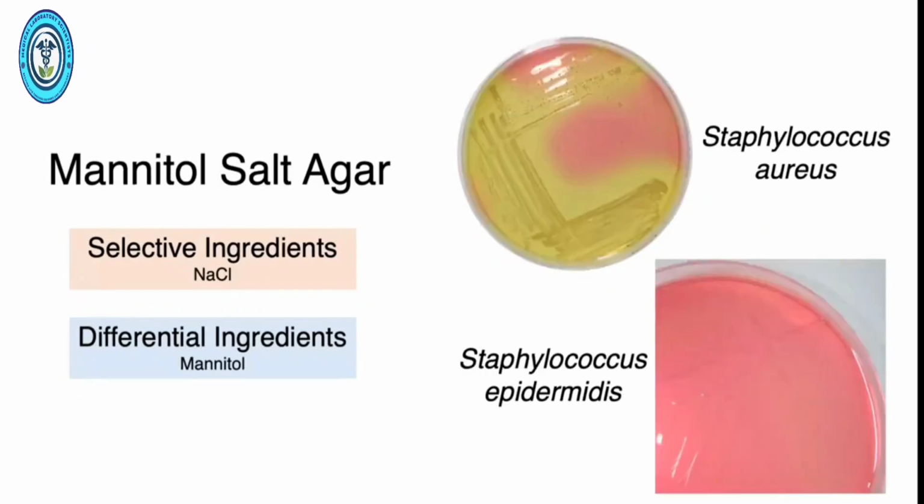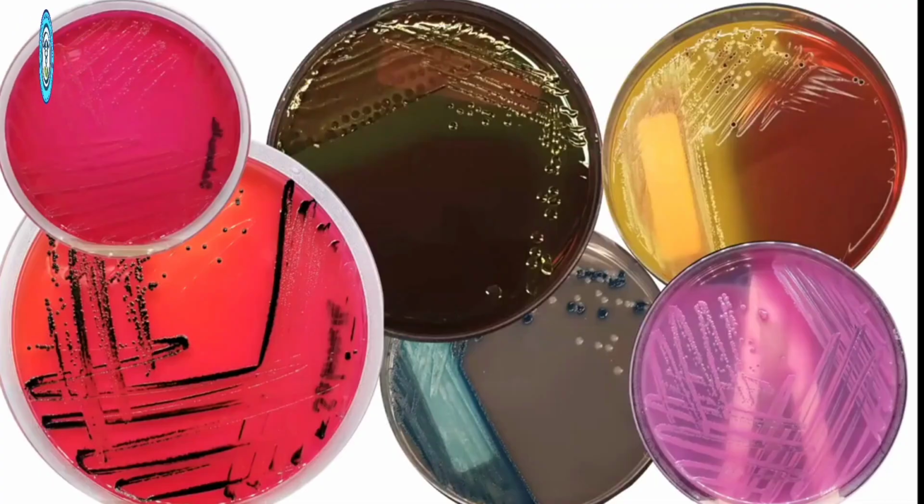Here we have mannitol salt agar, also selective and differential. Mannitol salt agar contains high concentrations of sodium chloride, which allows only the growth of halophilic organisms, and it differentiates based on an organism's ability to ferment mannitol. On the top, you can see Staphylococcus aureus producing these nice bright yellow colonies, and on the bottom, we have non-mannitol fermenting Staphylococcus epidermidis.